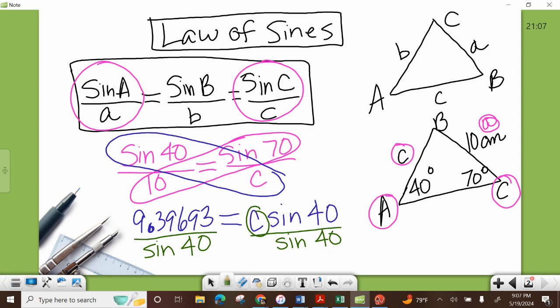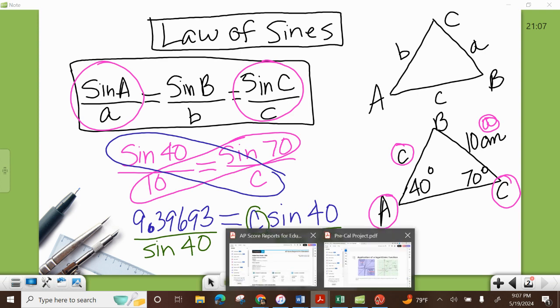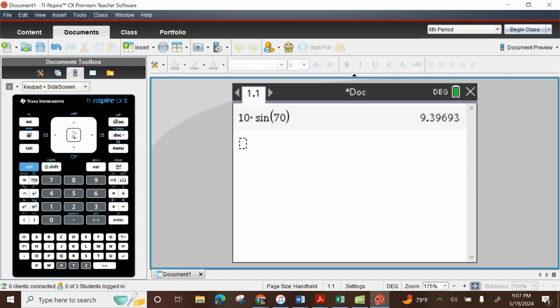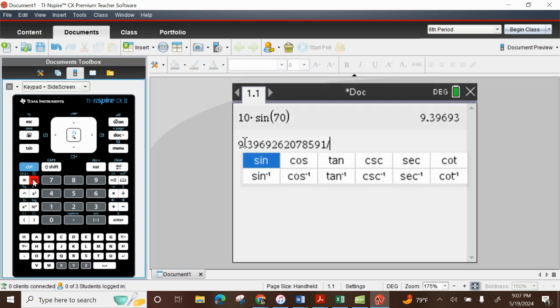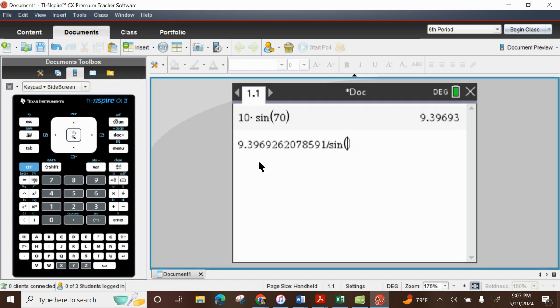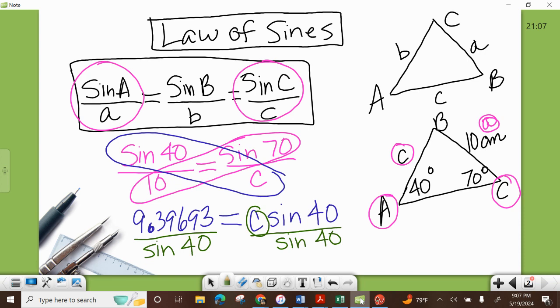So now I'm going to take that 9.39693 and I'm going to divide it by sine 40. So back to the calculator, I'm going to take this value, and in the Inspire, you can actually select and see how it extends it out. I'm going to divide that by sine of 40. And there's my answer, 14.6.